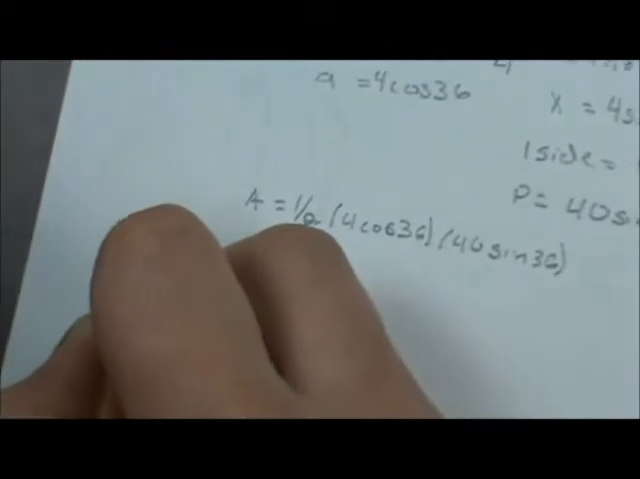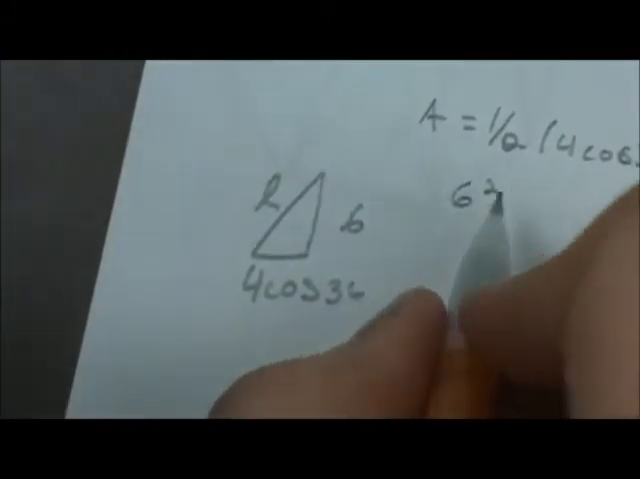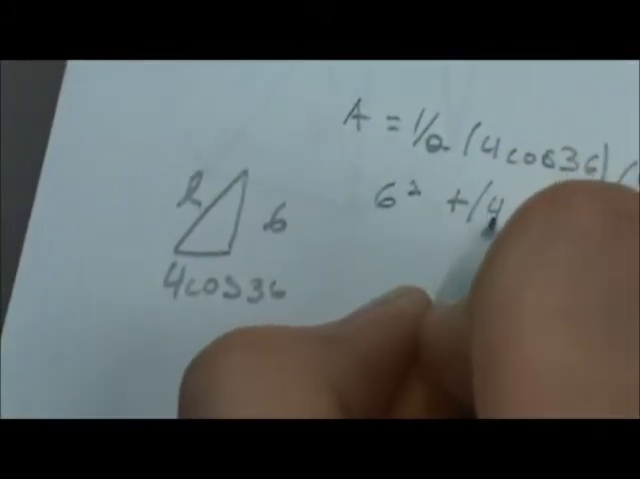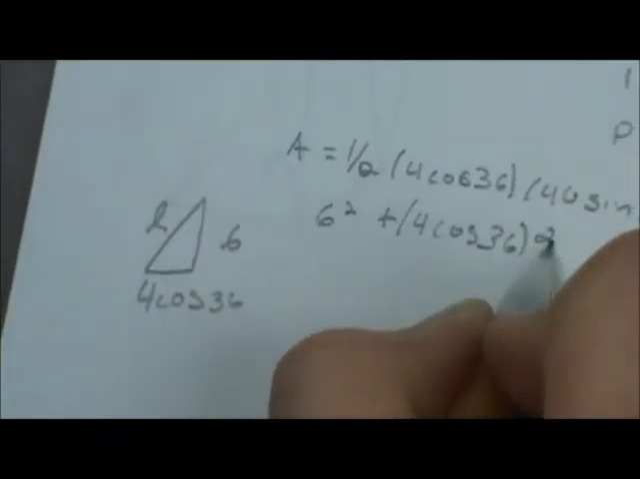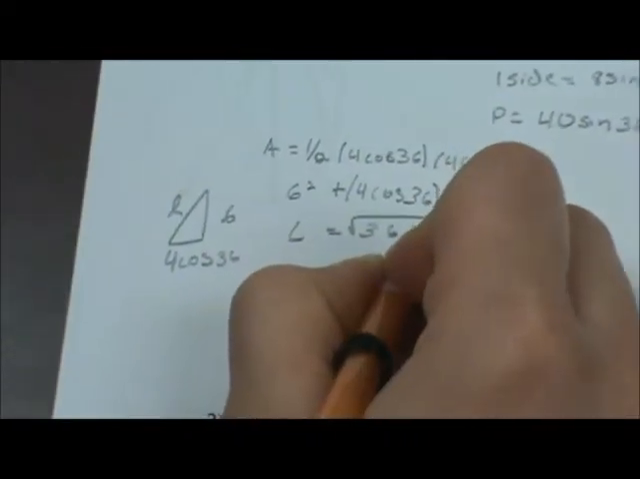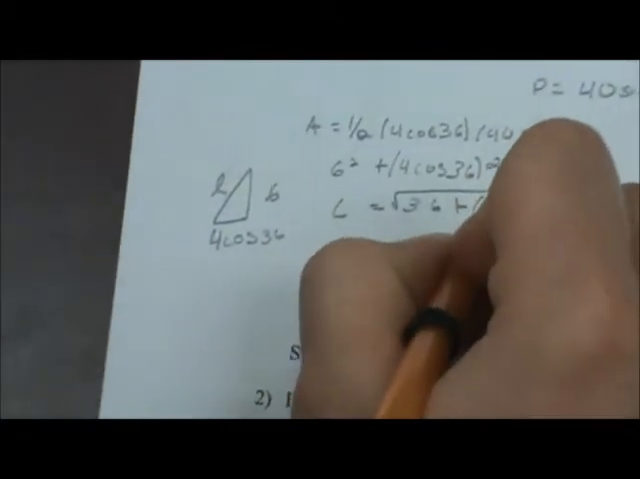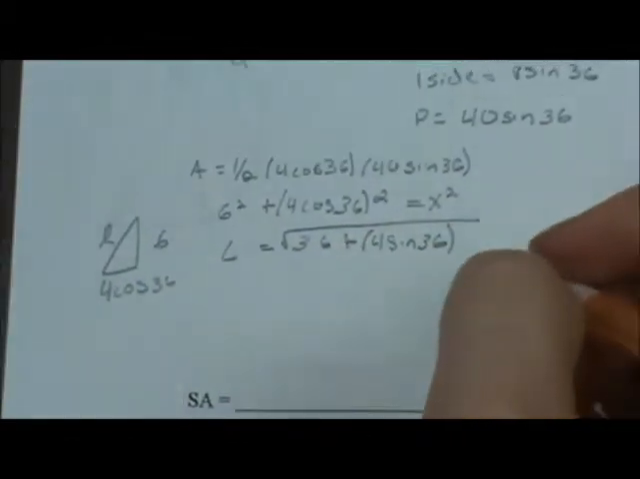And then we have to do the Pythagorean theorem to find the slant height. So we're going to have 6 squared plus 4 cosine of 36 squared, and then that's going to equal L squared. And then simplifying, we have 36 plus 4 cosine 36 squared. And we're going to take the square root of all that to find L, I should say. So that's going to be the slant height.